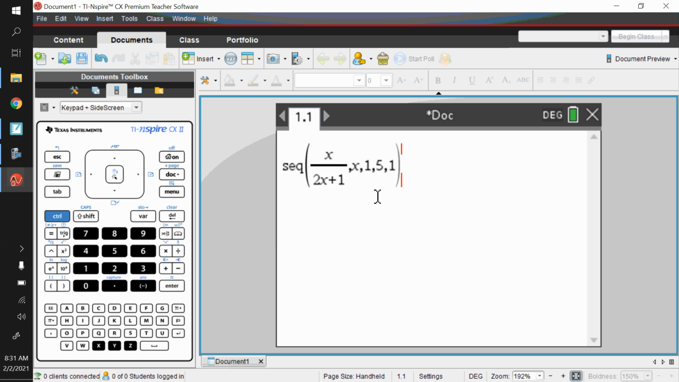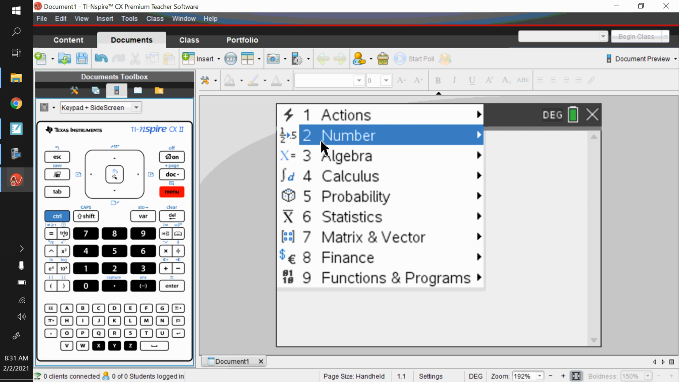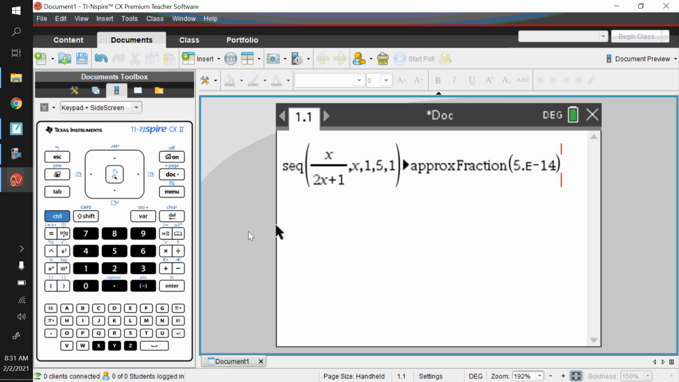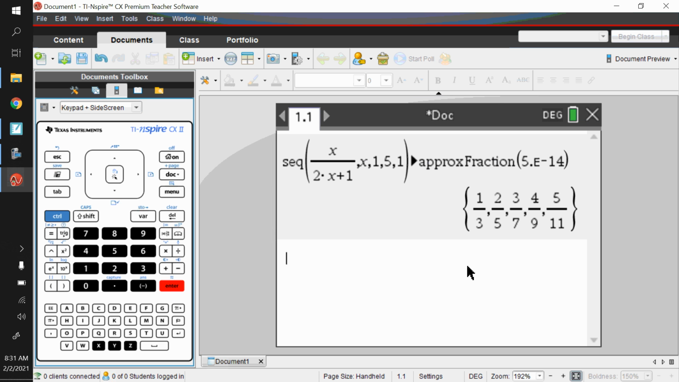Now the last thing you have to do is, the calculator is defaulted to give you back decimals with this. So if you go menu, number, and approximate to fraction, that'll make sure that it gives us fractions back. So if you hit enter, that gives you each of our values, and those are our first 5 terms there.